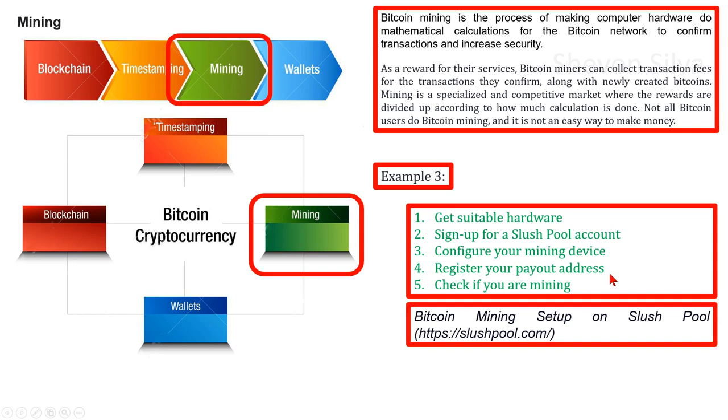Step 5, check if you are mining. Open your dashboard on the mining tab for the coin that you are mining. Then check your hash rate in the recent hash rate graph section. Please be patient. It can take up to an hour until you see the full hashing power of your newly connected device.